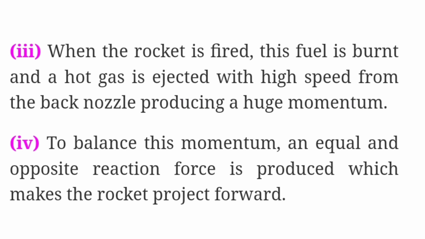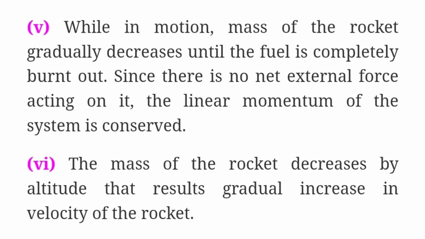Then fourth point, to balance this momentum, an equal and opposite reaction force is produced which makes the rocket project forward. Fifth point, while in motion, the mass of the rocket gradually decreases until the fuel is completely burnt out. Since there is no net external force acting on it, the linear momentum of the system is conserved. Then sixth point, the mass of the rocket decreases with altitude, which results in a gradual increase in velocity of the rocket.